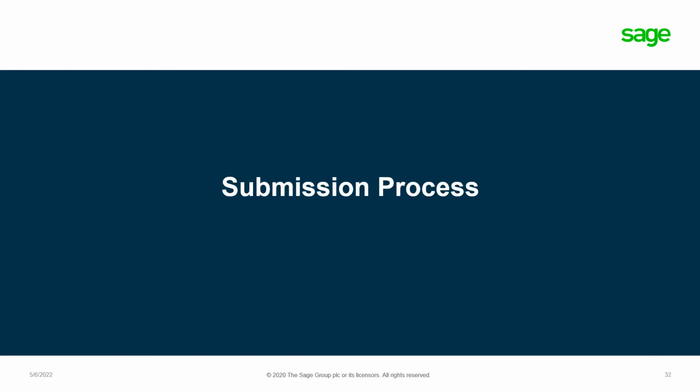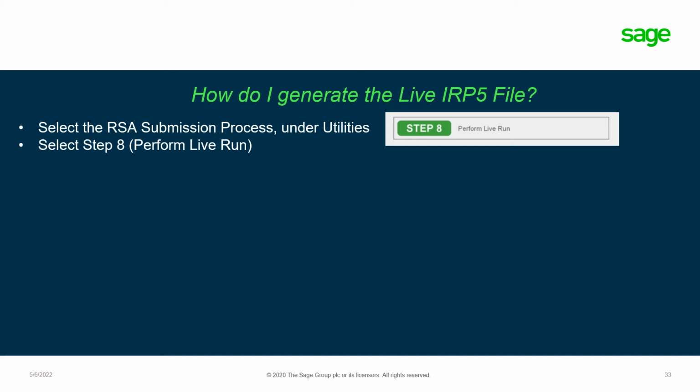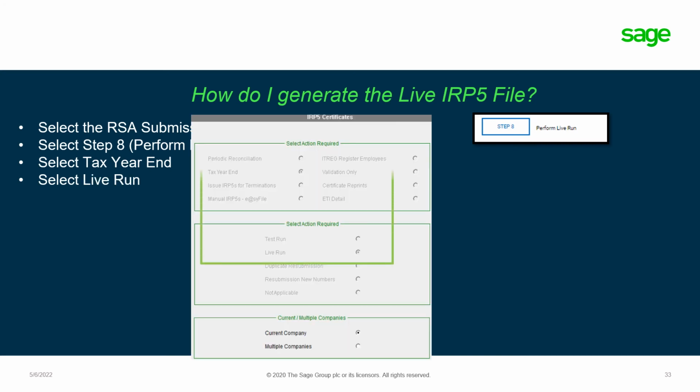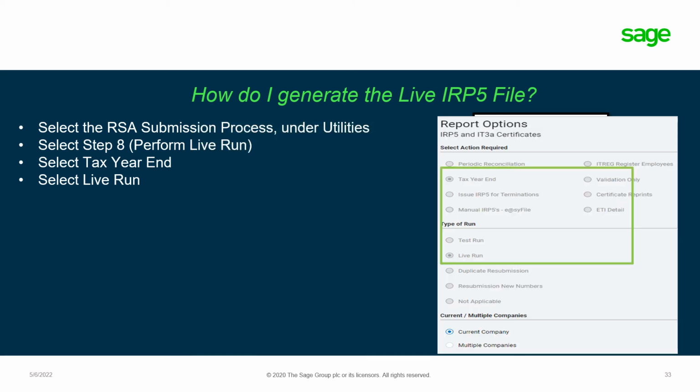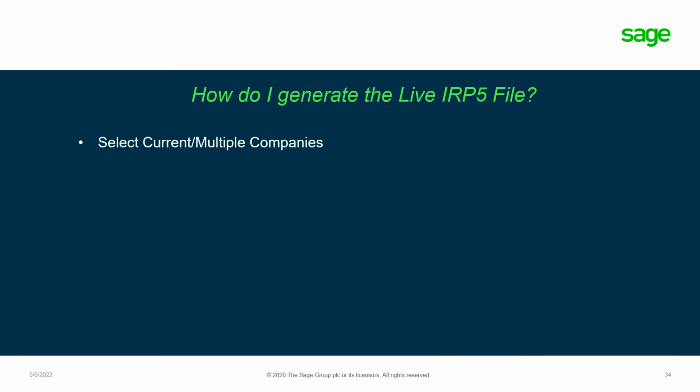We are moving now forward to the submission process. How do I generate a live IRP5 file? Select RSA submission process under Utilities. Select Step 8, Perform a live run. Select Tax Year End. Select Live Run. Select current or multiple companies.